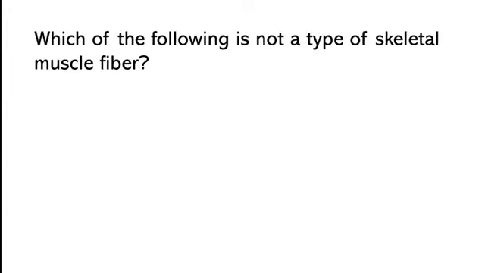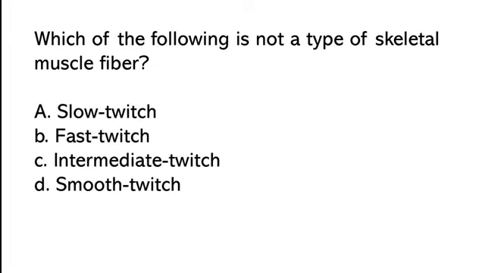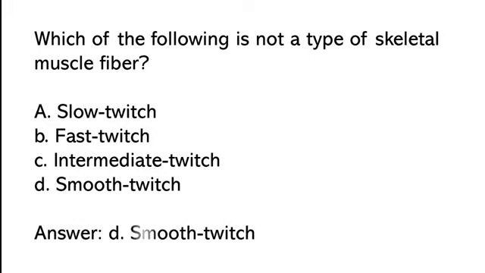Which of the following is not a type of skeletal muscle fiber? Slow twitch, fast twitch, intermediate twitch, smooth twitch. So the correct answer is option D, smooth twitch.